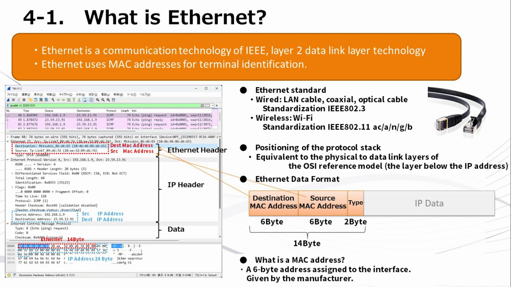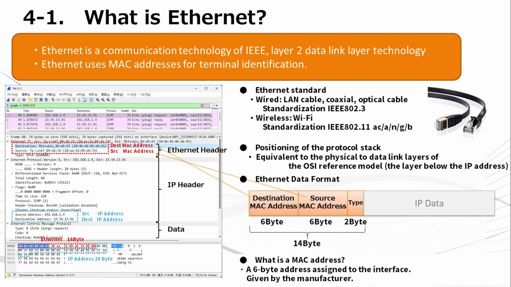Internet standardization was done by IETF, but Ethernet is done by IEEE. IEEE 802.3 is the standardization of wired, and IEEE 802.11 is the standardization of wireless Wi-Fi. I'm sure you are using one or the other. As a protocol stack, it consists of the physical layer and the data link layer, and is positioned below the IP address network layer. On the internet, destinations and sources are identified by IP addresses, but Ethernet uses MAC addresses to identify terminals such as destinations and sources.